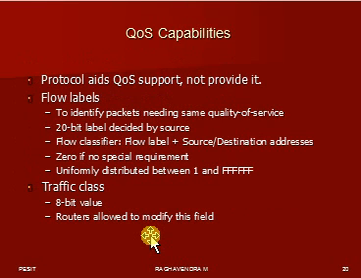And for quality of service capabilities, the protocol aids quality of service support, though it is not provided itself. Flow labels are used to identify packets needing the same quality of service. They are 20-bit labels decided by a source. A flow classifier means the flow label plus the source or destination address. It is 0 if there are no special requirements, and otherwise uniformly distributed between 1 and FFFFF. The traffic class is an 8-bit value, and routers are allowed to modify this field.